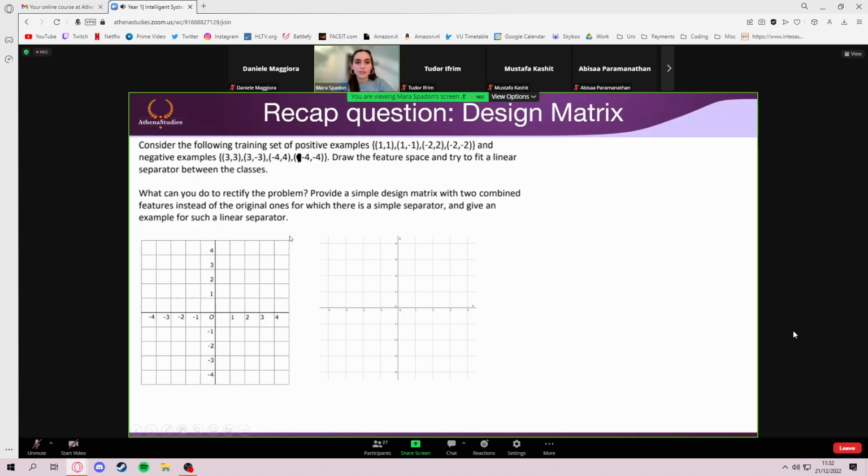Okay, so let's do a recap question. It says, consider the following training set of positive examples. And yeah, the question could be either which modification would be the best or which linear separator would be the best. But again, it's multiple choice. So you don't really come up with them yourself. You just check the ones that were given. And based on that, you define your answer.